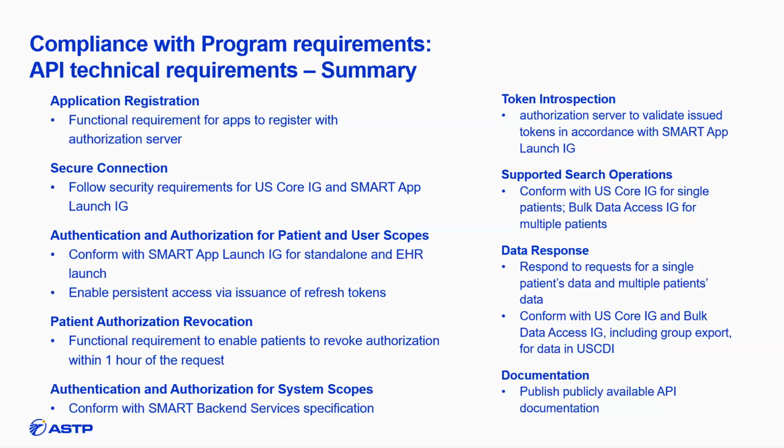The G10 criterion defines requirements for a single patient API and a multi-patient API according to the FHIR standard and many FHIR implementation guides, as well as other reference standards. This slide shows a high-level summary of some of the requirements from the G10 implementation guides referenced in the criterion. As you'll see here, the G10 criterion requirements cover subjects such as app registration, security and authorization, search and data response requirements, and documentation. Next slide, please.